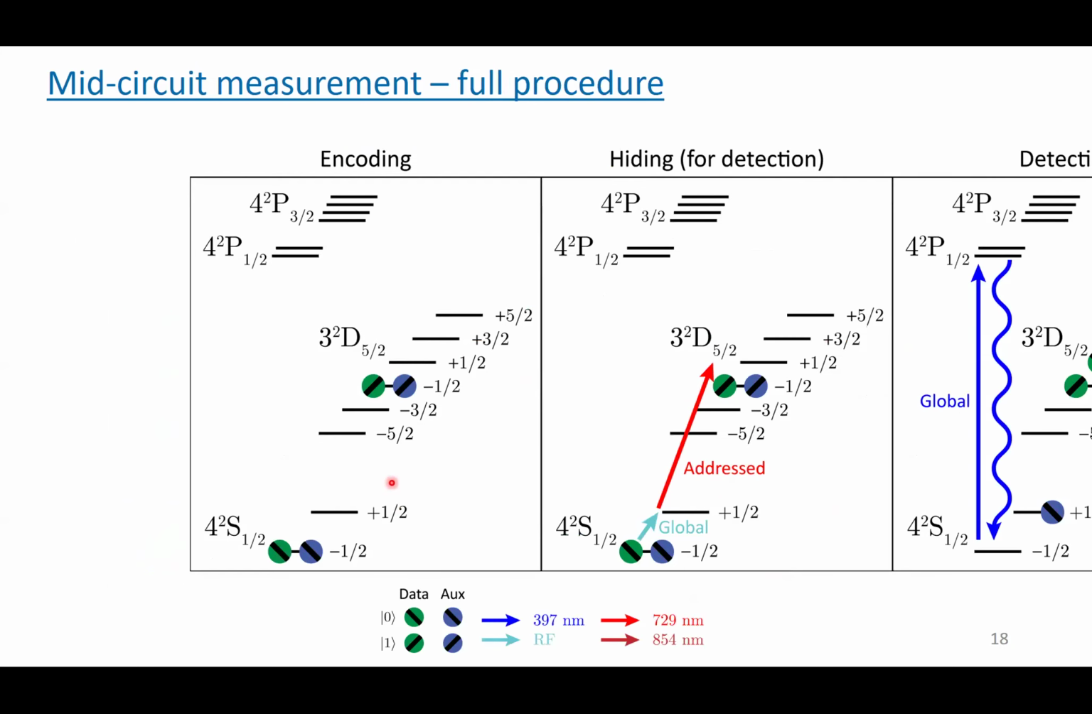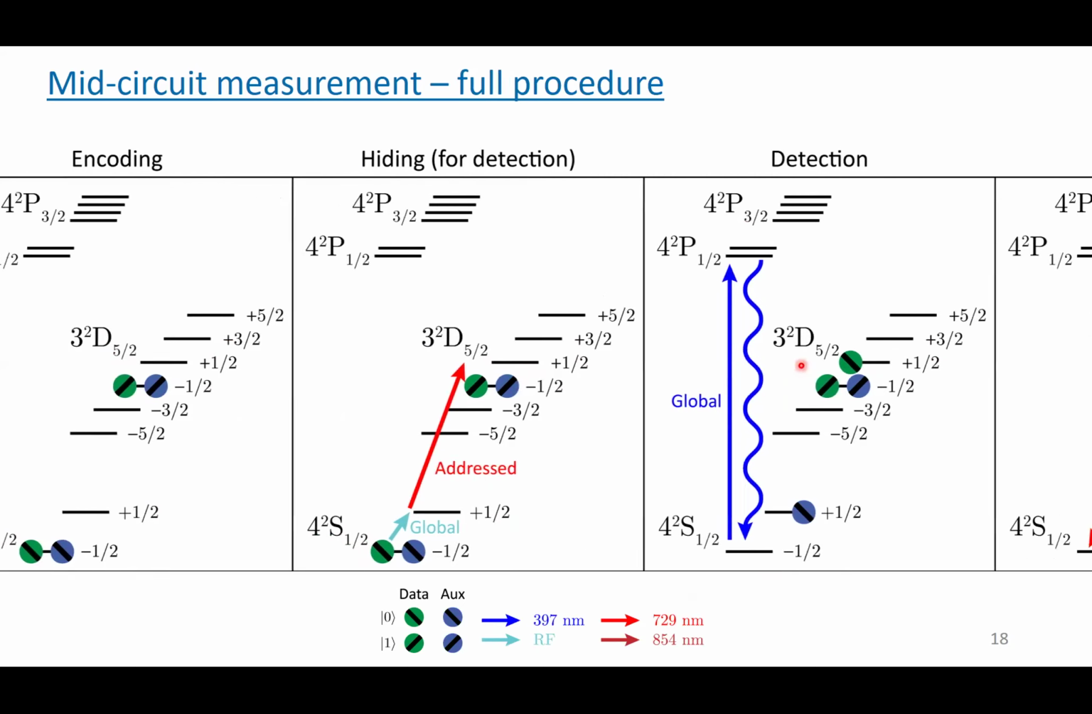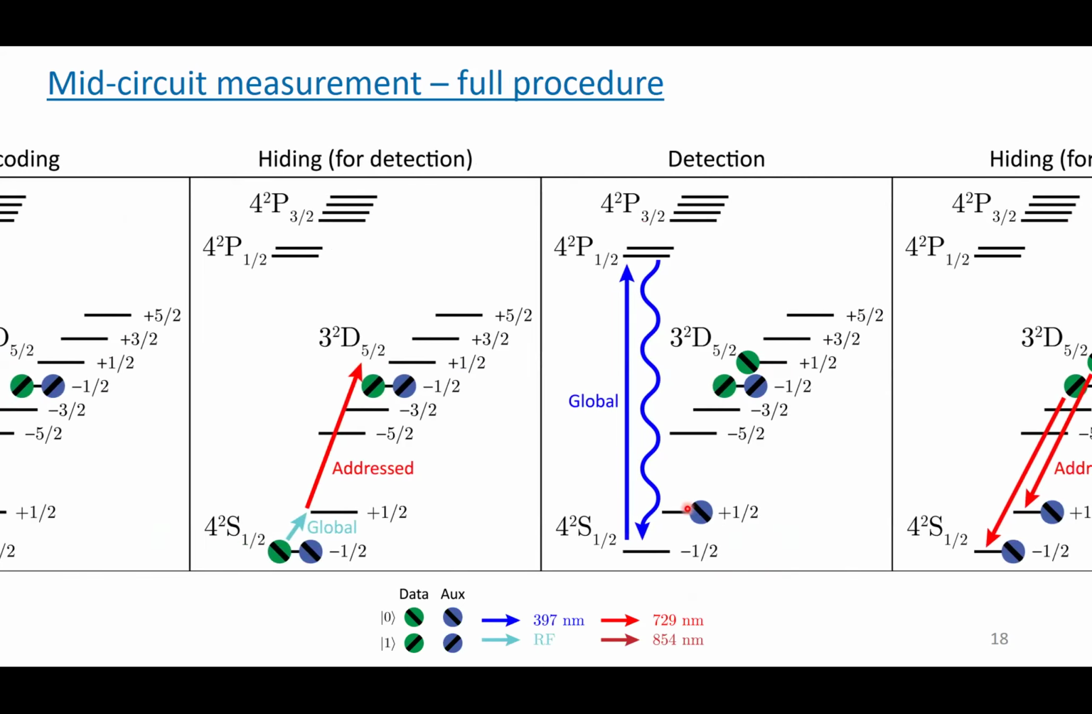I'll quickly go through the full procedure of how we do this mid-circuit measurement. First we start in standard encoding for both qubits. Then we hide our data qubits for detection. So we use this RF coil to move this one up here, and then, addressed one by one, we move all data qubits in here. So we end up with data qubits being here. Now we can detect auxiliary qubits. We use 397 light, we get some counts on the camera, and we know the result of the measurement.